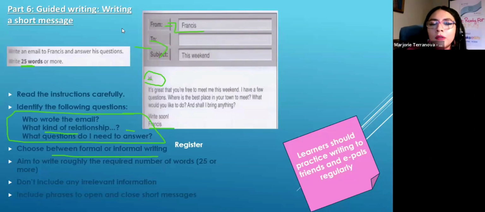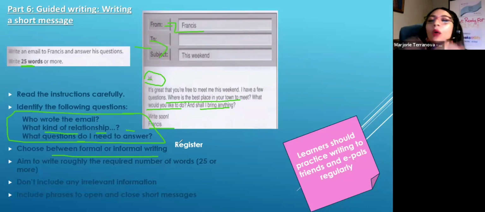Remember, what do you have to do? Okay, after I have already recognized that I have to write an email to my friend Francis, I'm going to look at the questions. In this email, they are normally going to be 3 questions. Well, generally are 2 to 3 questions. And you take a look at those questions. The first question here is, where is the best place in your town to meet? Second, what would you like to do? And shall I bring anything? Those 3 questions need to be answered in your reply.